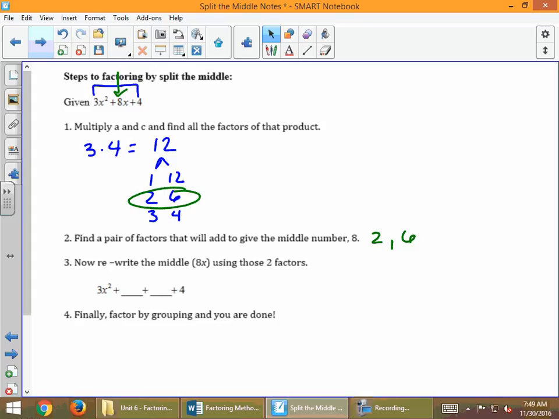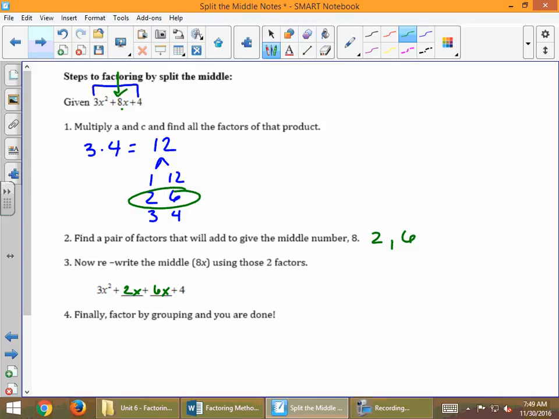So then what you're going to do, now that you have those two numbers, those are what you're using to split your middle with so that you have 4 terms. Here's the thing. Your middle term has an x next to it. So you have to make sure these two numbers are also going to have an x written next to it. And it doesn't matter which one you put first. You could have done 6x and then the 2x. That does not matter. Just stick them right in the middle.